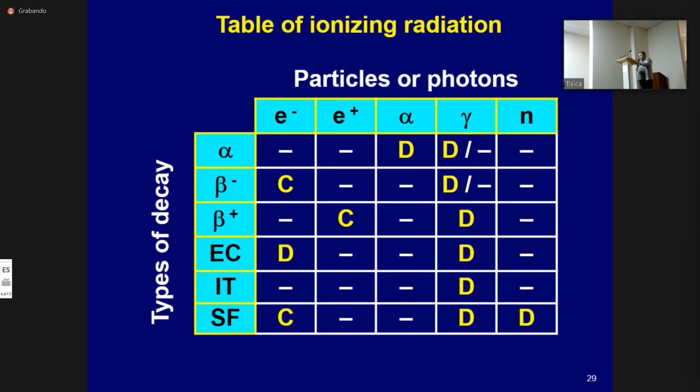Both of them are applicable in nuclear medicine, for example. And examples of pure alpha emitters are gadolinium-148 and samarium-146.